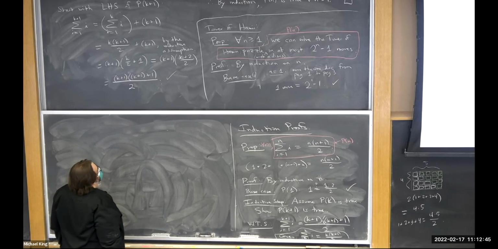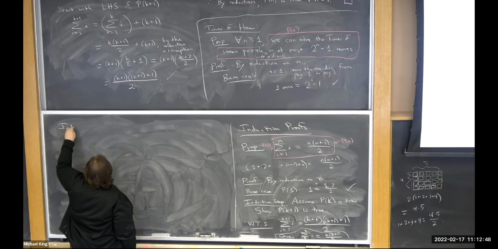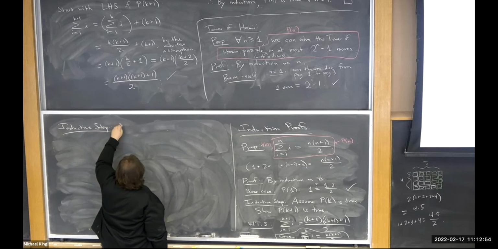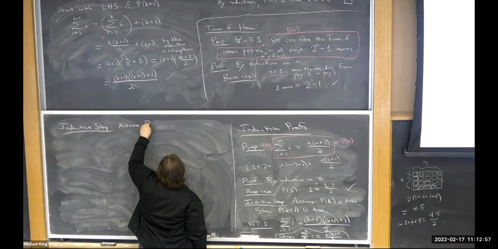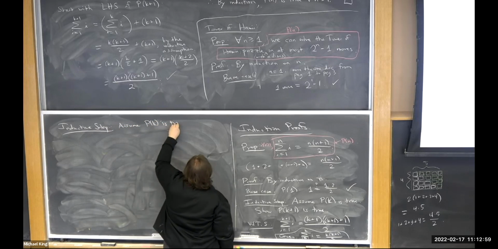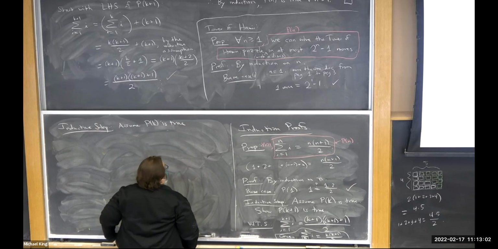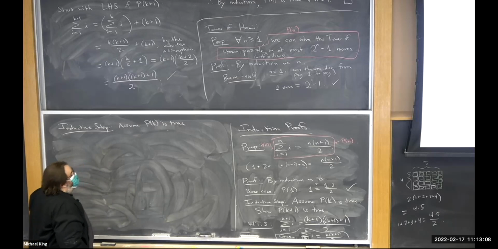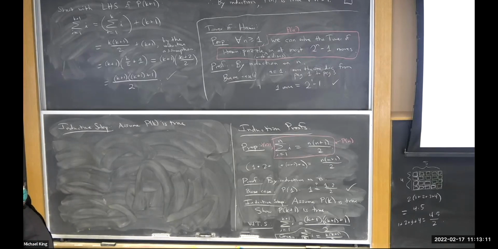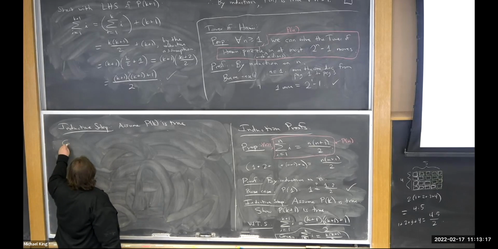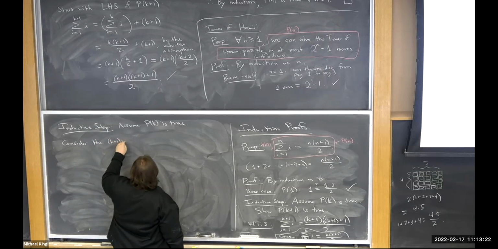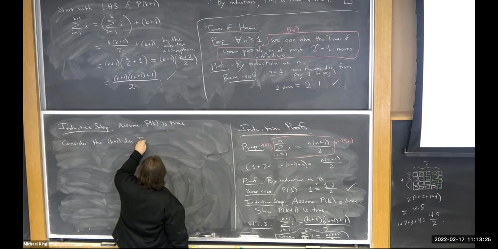Okay. So, inductive step. Assume P of k is true, namely that we can solve the k disk Tower of Hanoi in at most 2 to the k minus 1 moves. We want to show that we can solve the k plus 1 disk Tower of Hanoi in at most 2 to the k plus 1 minus 1 moves, right? So consider the k plus 1 disk Tower of Hanoi.